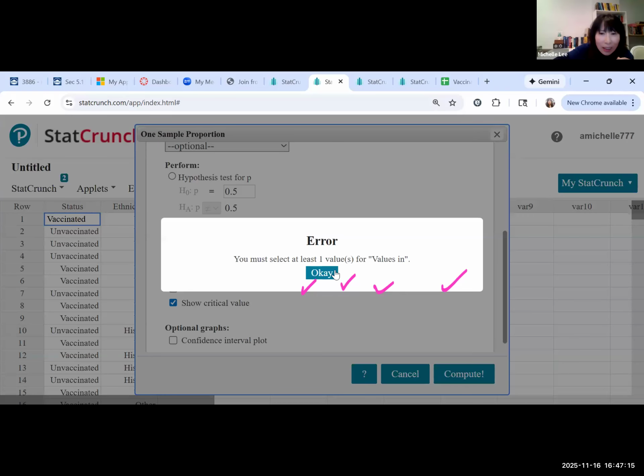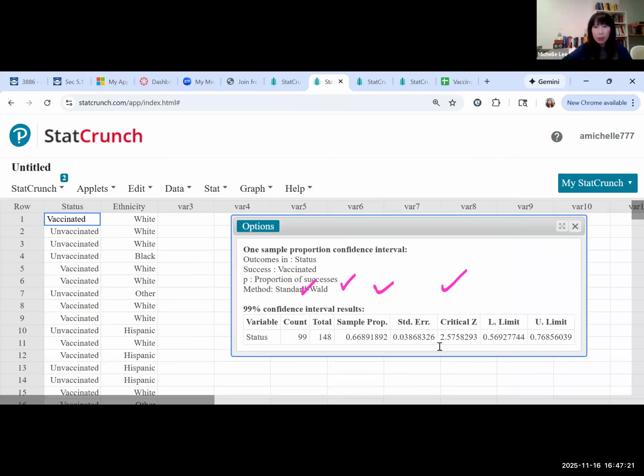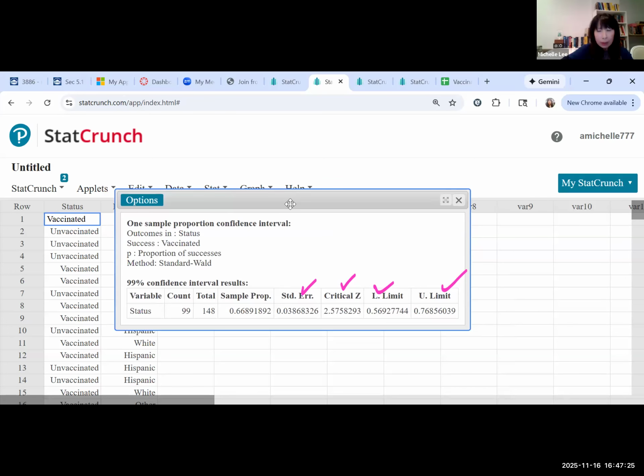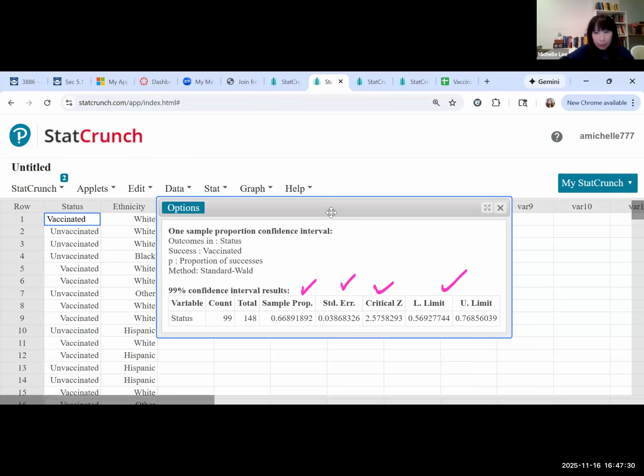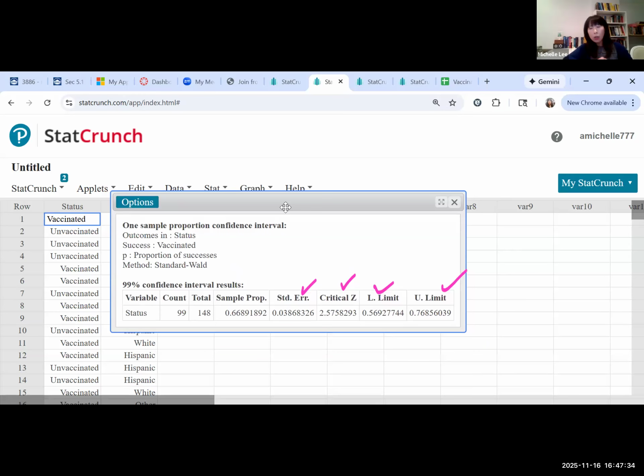Oh, I did not check the status, right? Status. Okay, compute. Okay, so lower limit, upper limit, and standard error, right? Okay. All right. So sample proportion, yeah. So how do you find the margin of error? We did it by hand earlier, right? But then we can use that.